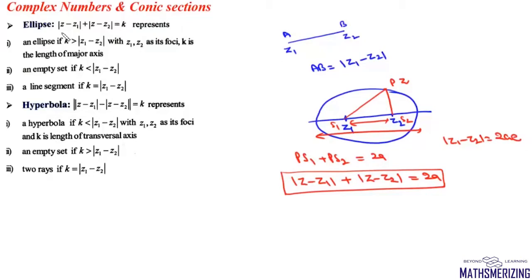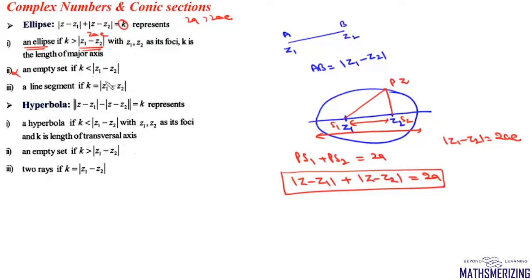Any equation of the form mod of Z minus Z1 plus mod of Z minus Z2 equals k will represent an ellipse if k is greater than mod of Z1 minus Z2. In this case, k is 2a and Z1 minus Z2 is 2ae. So 2a should be greater than 2ae, so that e is less than 1. If k is less than mod of Z1 minus Z2, then this equation won't represent any locus.